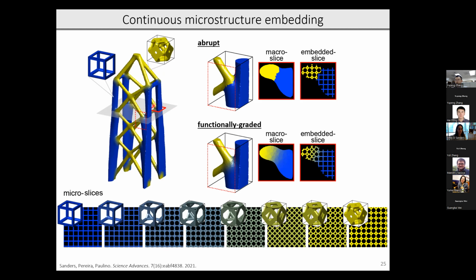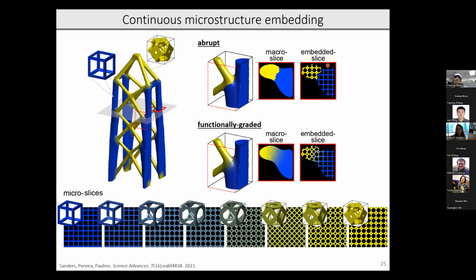So for example, if you look at a slice through this region of the beam, which you can see here for a structure with an abrupt transition, and here for a structure with a functionally graded transition, the idea is we use this as a mapping. So we pick up a pixel in what I call the macro slice, and that tells us which micro slice to map to. And we essentially replace each pixel in our macro slice with the corresponding pixel of our micro slices, and we end up with these embedded slices that we can send to our 3D printer without any notion of an STL file.